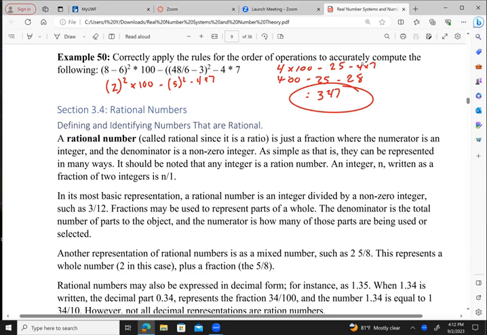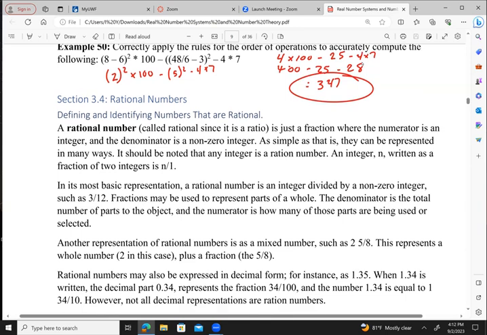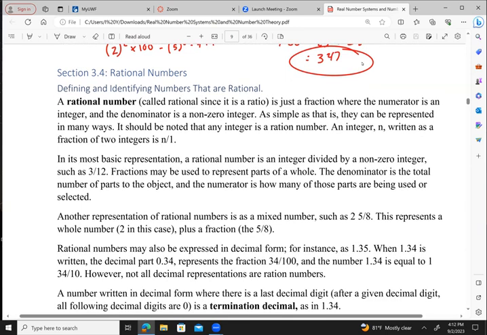Section 3.4, rational numbers. A rational number, called rational because it's a ratio, is just a fraction where the numerator is an integer and the denominator is a non-zero integer. It can be represented in many ways. A simple integer such as n, written as a fraction of two integers, n divided by 1, is a rational number.